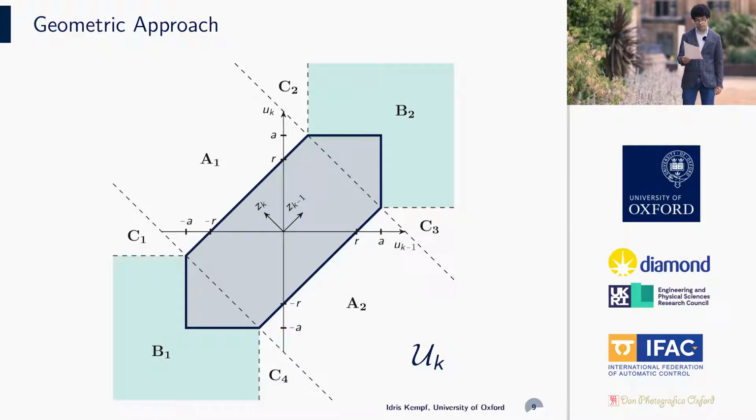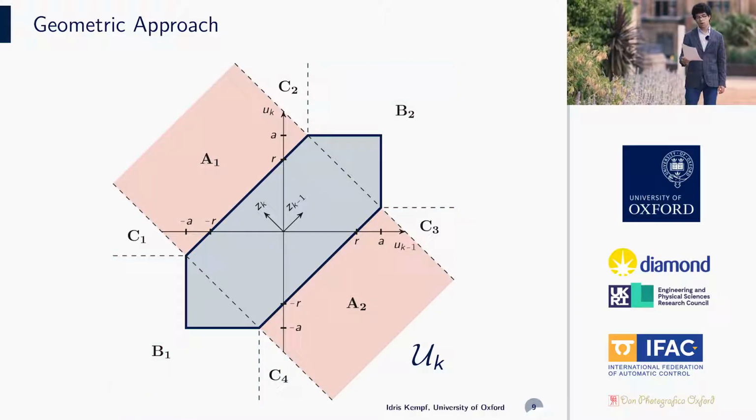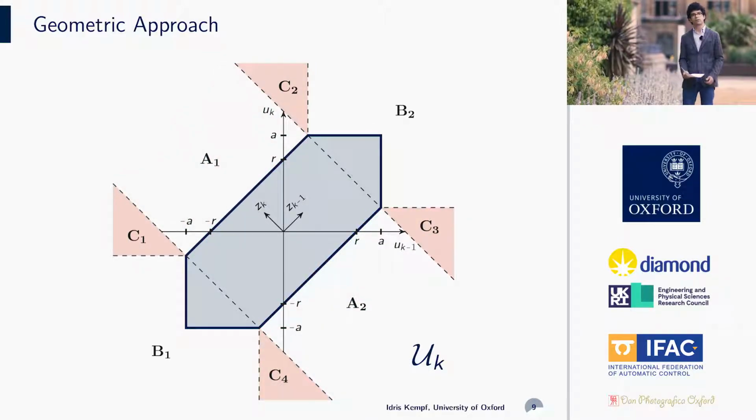If the starting point lies in BI, then the projection is given by the saturation function with limits plus minus a. If the starting point lies in AI, then we need to project onto the upper or lower diagonals. If the starting point lies in one of the corner regions CI, then we need to map to the corresponding corner points.